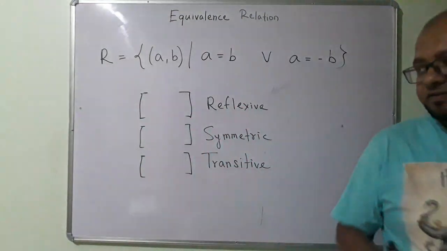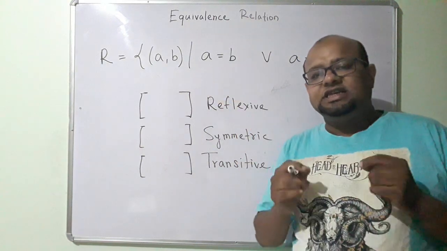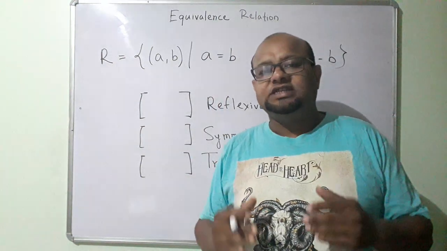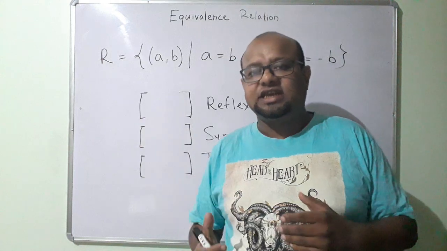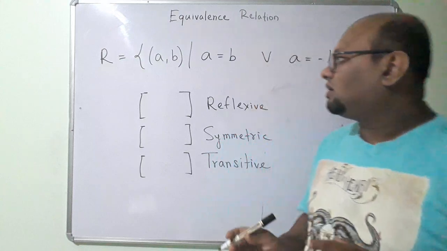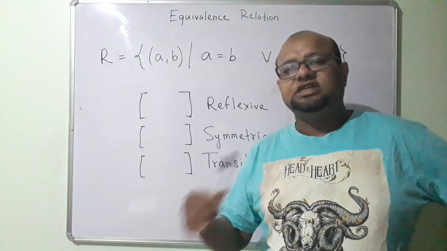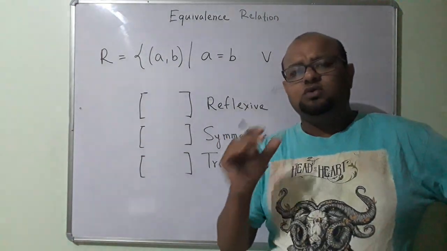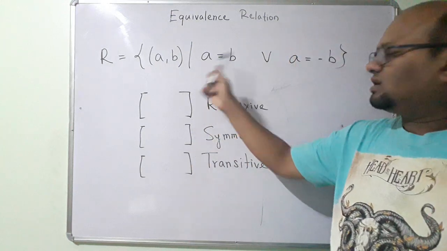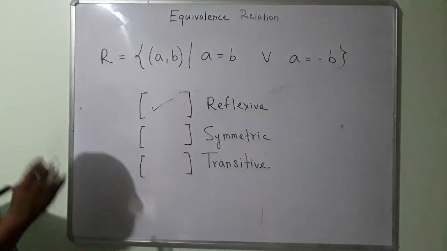Is it reflexive? First thing. So all these a is equal to a, b is equal to b, c is equal to c, 1 is equal to 1. Of course, I did not specify the set on which this relation is acting, so let us say this relation R is on the set of integers. So 1 is equal to 1, 2 is equal to 2, 3 is equal to 3. So all these ordered pairs (1, 1), (2, 2), (3, 3) will exist in the relation because of this condition. So it is reflexive.